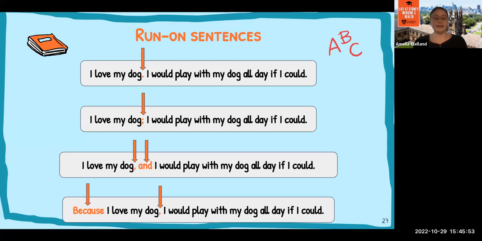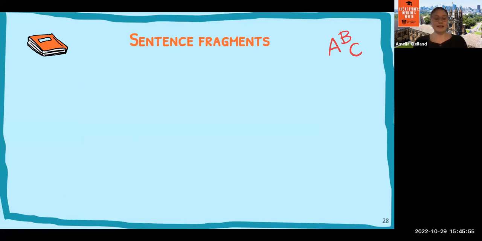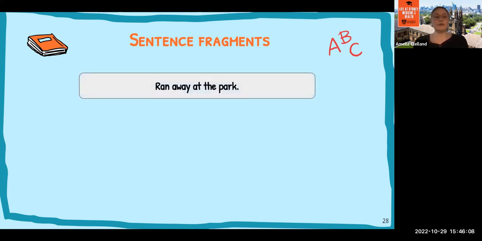The second error you may see are sentence fragments. A sentence fragment is a sentence that is missing a key element required to form a complete sentence. This may be the subject, the verb, or the complete thought. For example, "run away at the park."